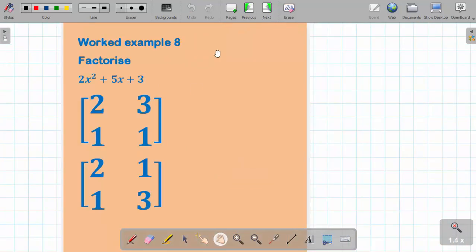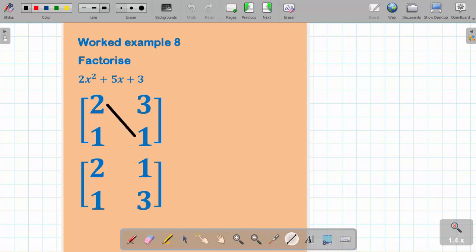Now next here they say, we take example 8, factorize 2x squared plus 5x plus 3. Again, the 2 is what you see here, the 3 is what you see here, then we put 1 and 1 here, okay? Now 2 times 1 is 2, 3 times 1 is 3, which is here. But then I'm going to cross to see what happens.